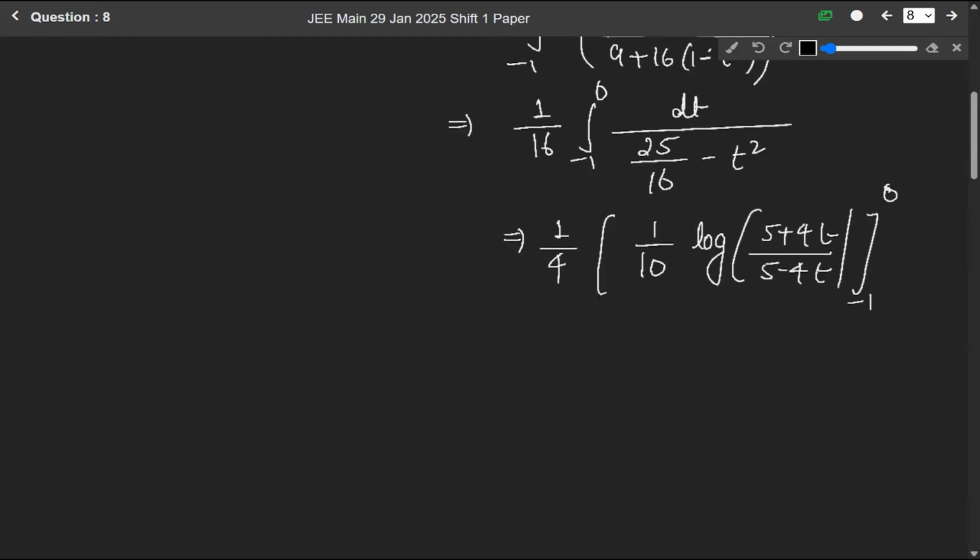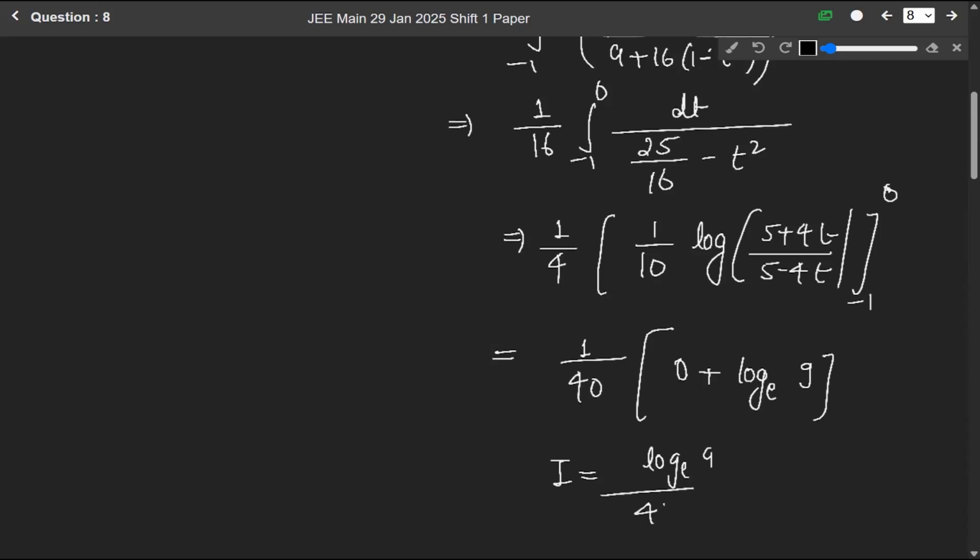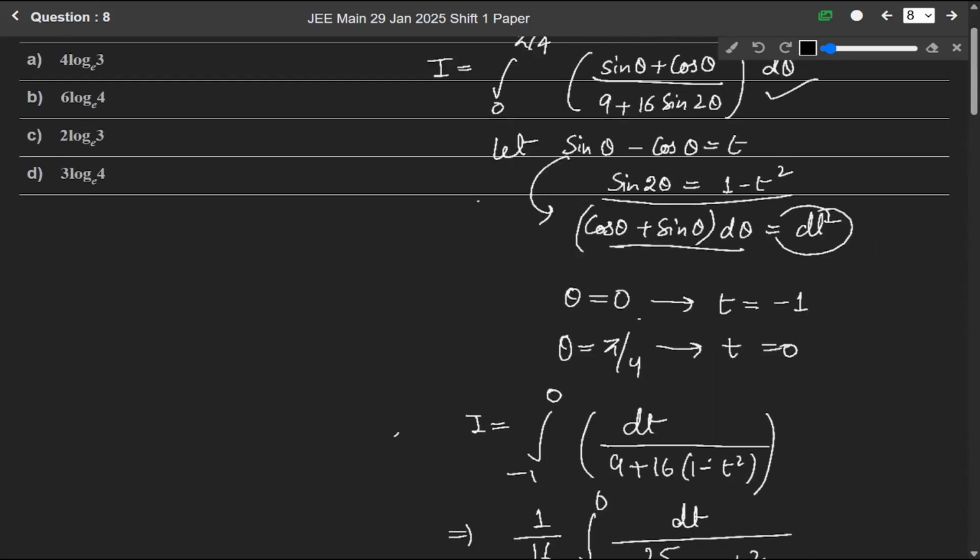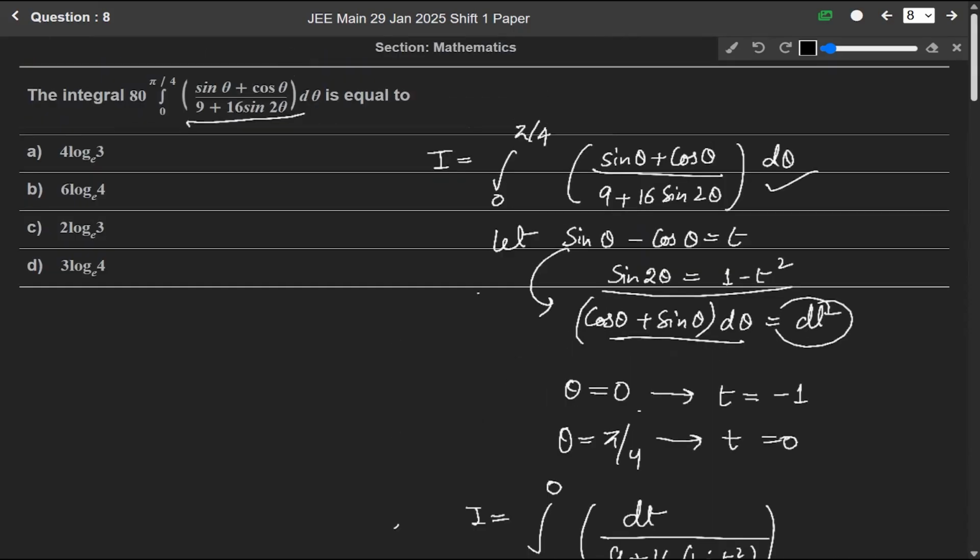Now put the limits minus 1 and 0 here. So we get 1 over 10 into 4, that is 40, into: if we put 0, it will be 0 only, and it will be log base e of 9. So we get I equals log base e of 9 over 40. Here the question is 80 into this.